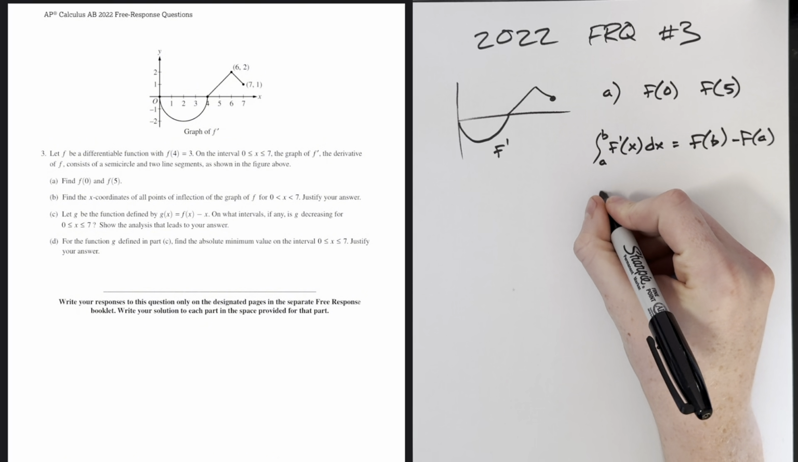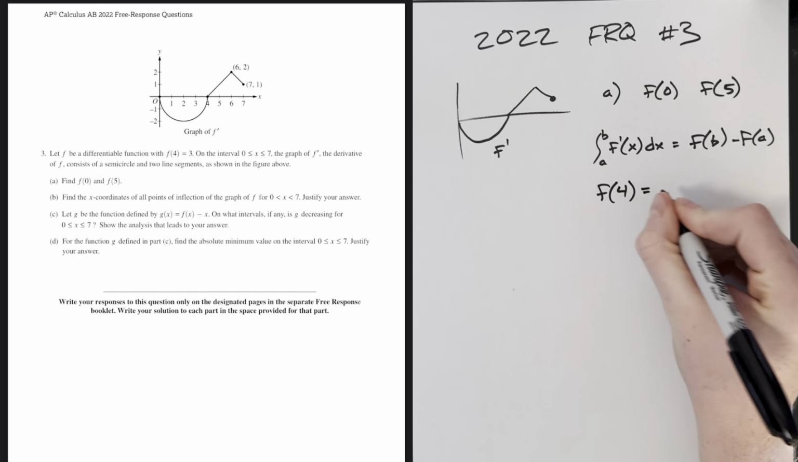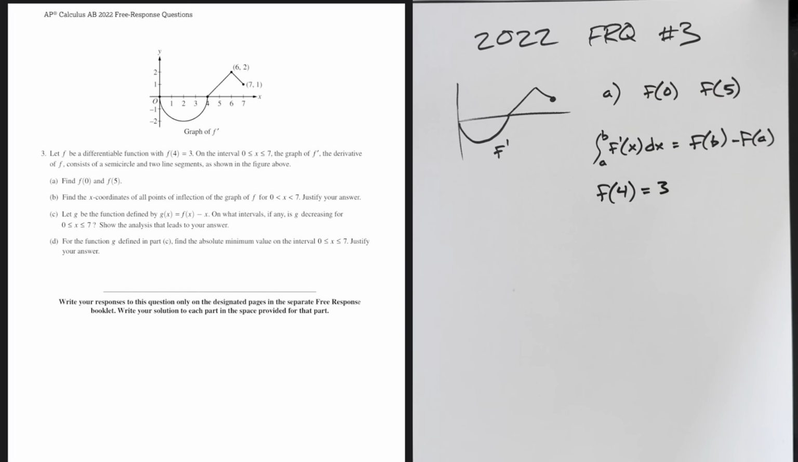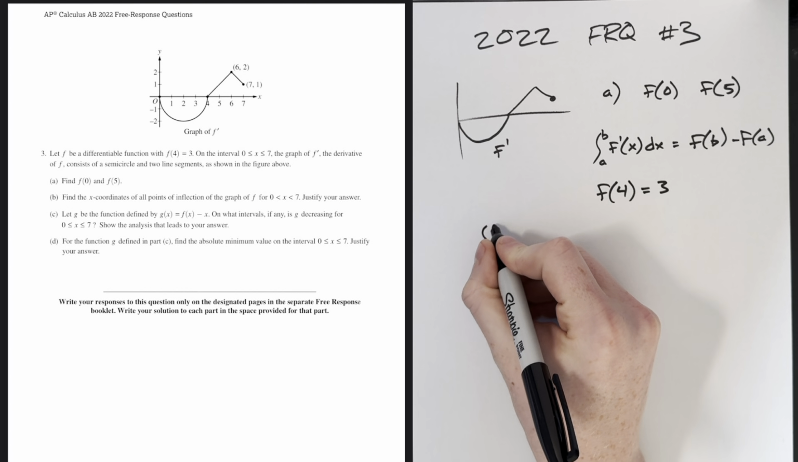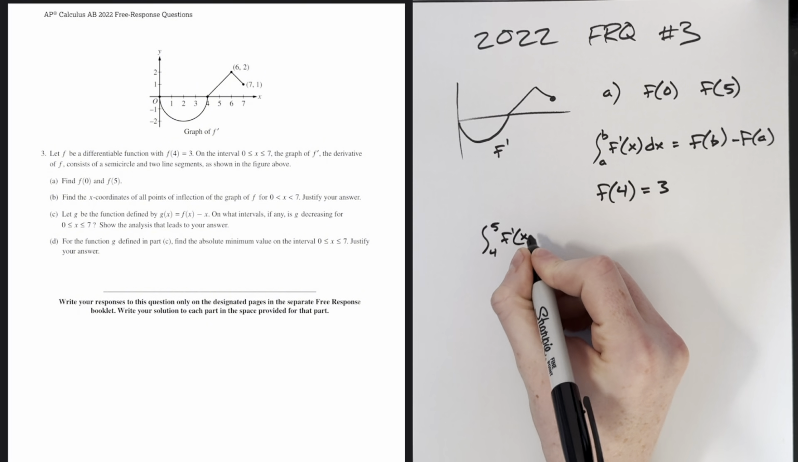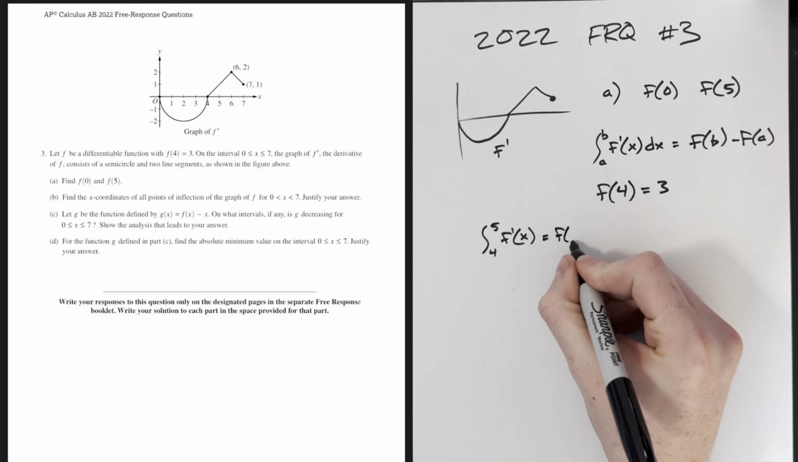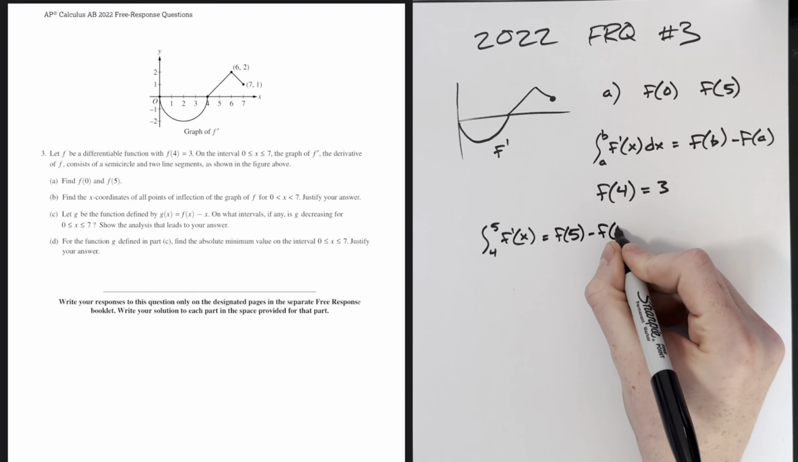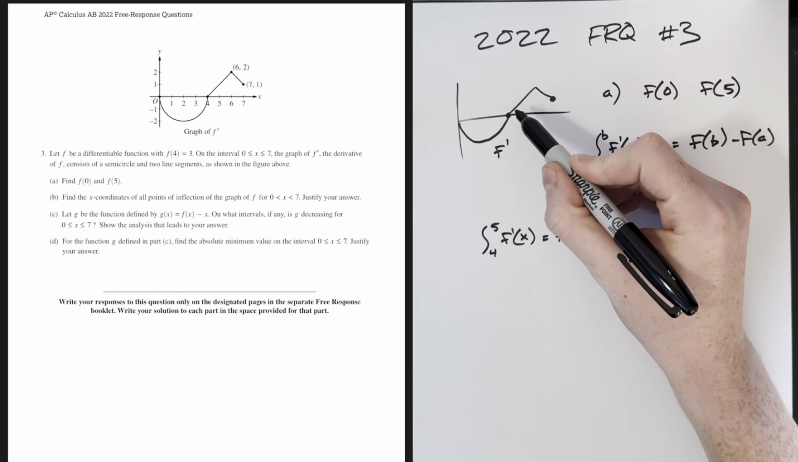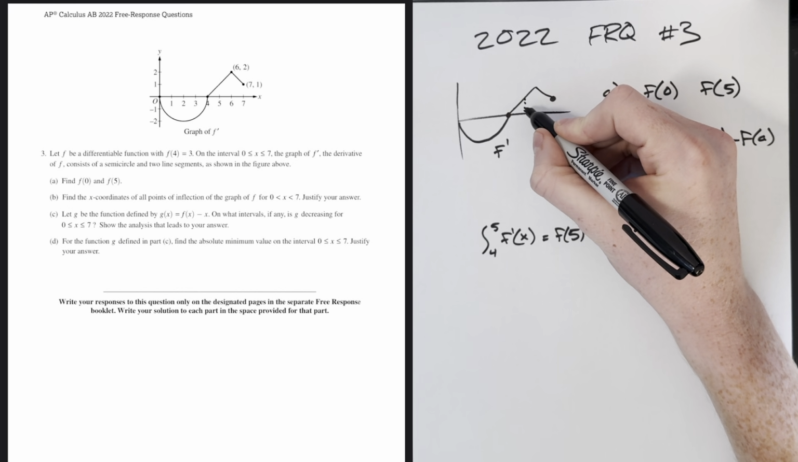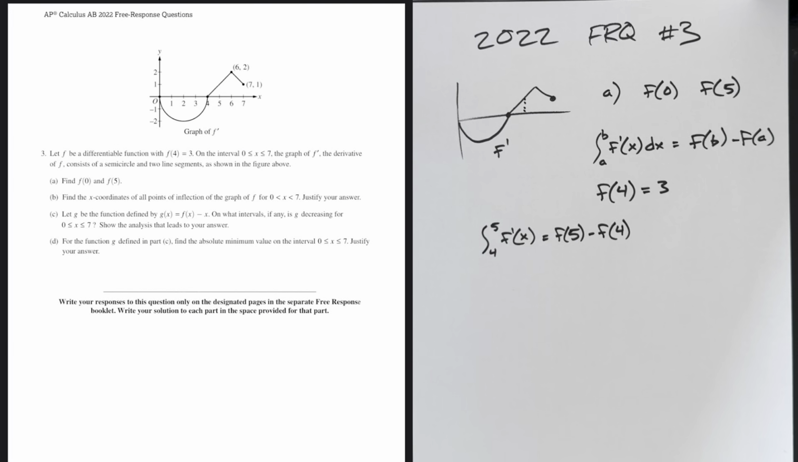Now the point that we know is that x is equal to 4, because we know f of 4 is equal to 3. So my integral from 4 to 5 of f prime of x will equal f of 5 minus f of 4. And the great thing is we already know f of 4 is equal to 3. And I can solve for this integral because I know it is the area under the curve. Obviously, this graph isn't perfect, but that's x equals 4. X equals 5 is right there.